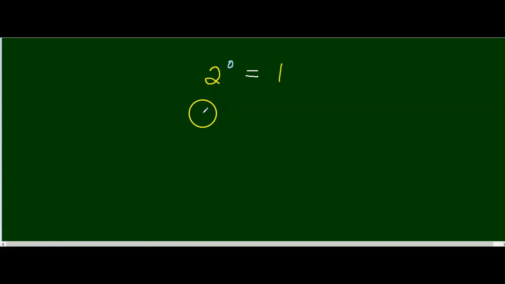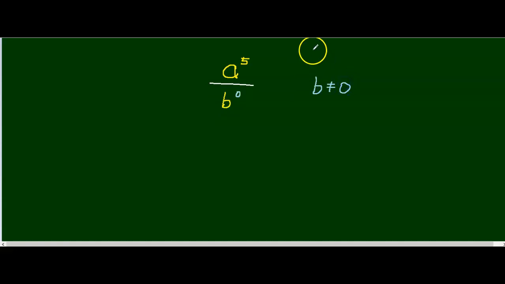We can substitute any number in here. We can say 125 to the power of 0 equals 1. Now that said, if you have a question that wants you to simplify an expression that has something like a to the power of 5 over b to the power of 0, given b is not equal to 0, what's your answer? You can say that a to the power of 5 remains as a to the power of 5, but b to the power of 0 is 1, so your final answer is a to the power of 5.